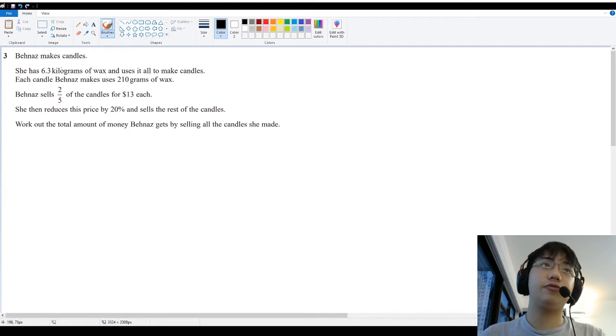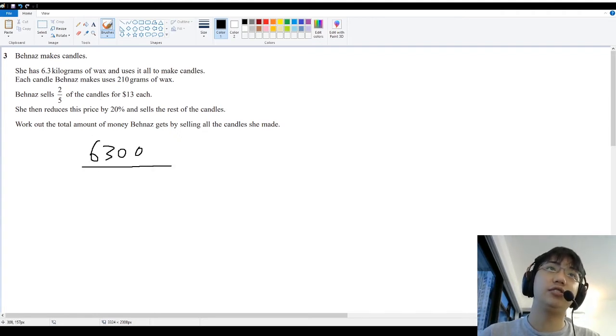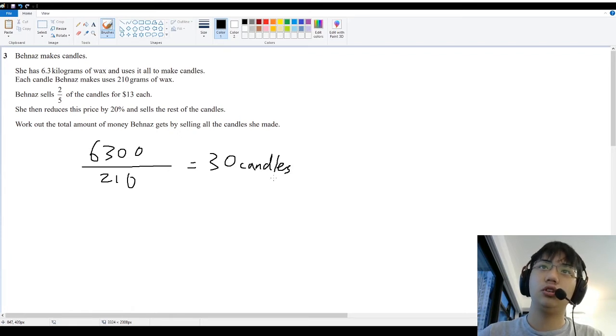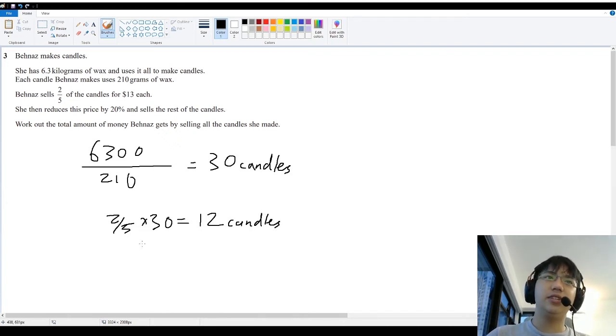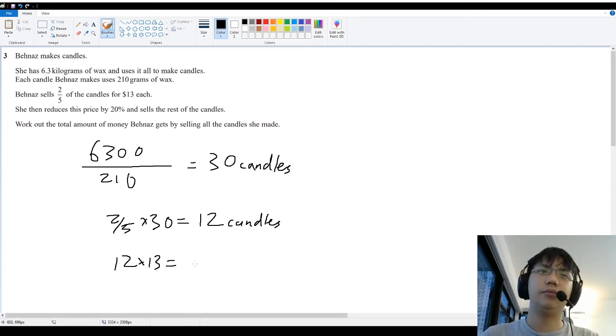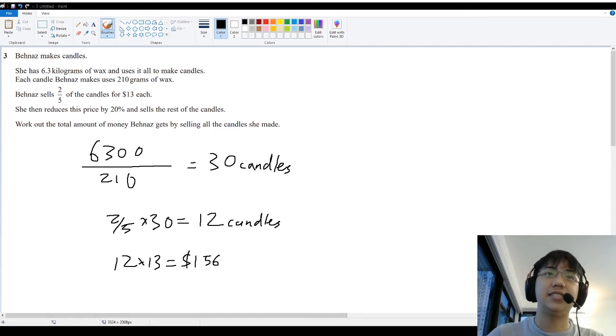So 6.3 kilograms of wax is used to make candles, each with 210 grams of wax. So 6,300 grams, in grams, over 210 grams gives us 30. So she made 30 candles. 2/5 of 30 is 12. So 12 candles were sold for $13. The amount of money made from selling these 12 candles is 12 times $13, which gives us $156.